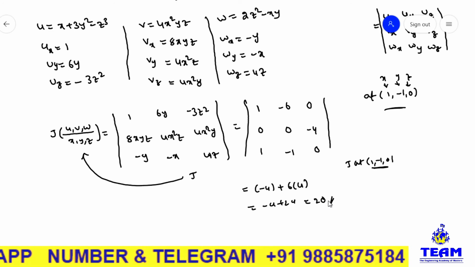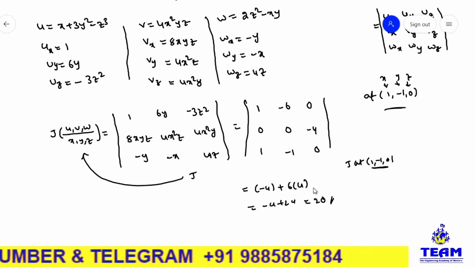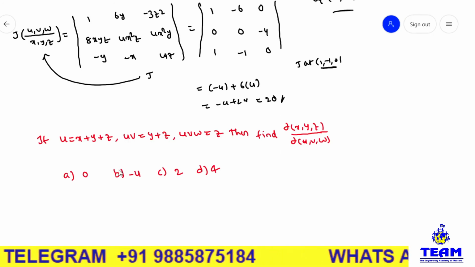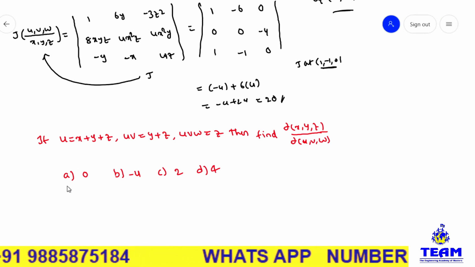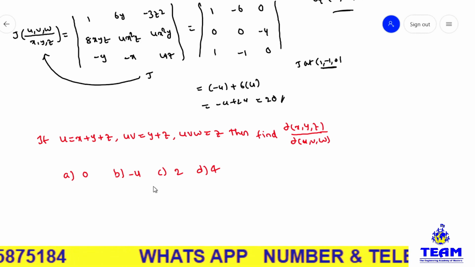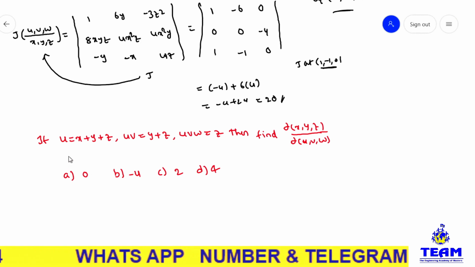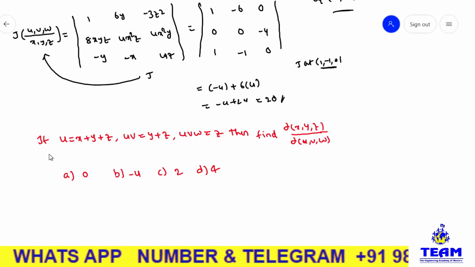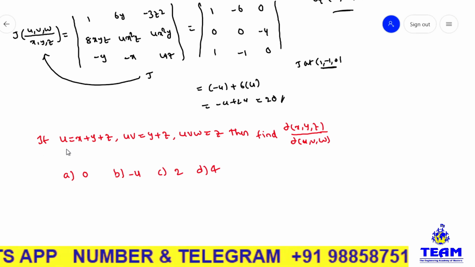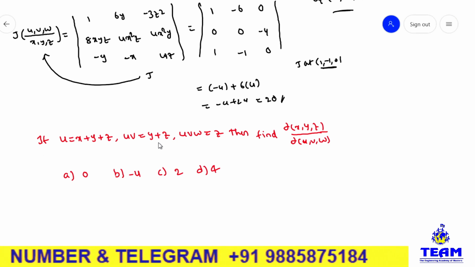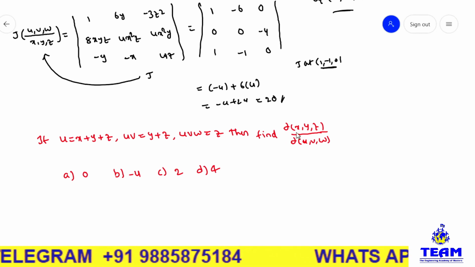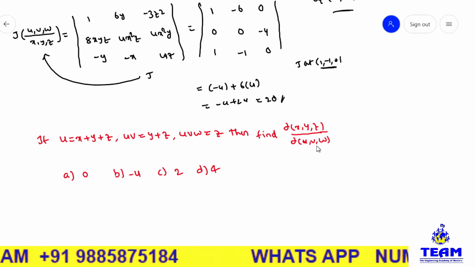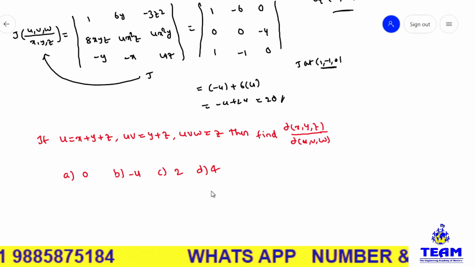Is it clear, friends? Right. Now I will give one problem for you. Friends, now I am giving a task for you. Please try to solve this problem, choose the correct option and mention it in the comment box. I will verify whether you have done it correctly or not. I will reply to you also. If u is equal to x plus y plus z, uv is equal to y plus z, uvw is equal to z, then find the Jacobian of x, y, z with respect to u, v, w. Choose the correct answer.